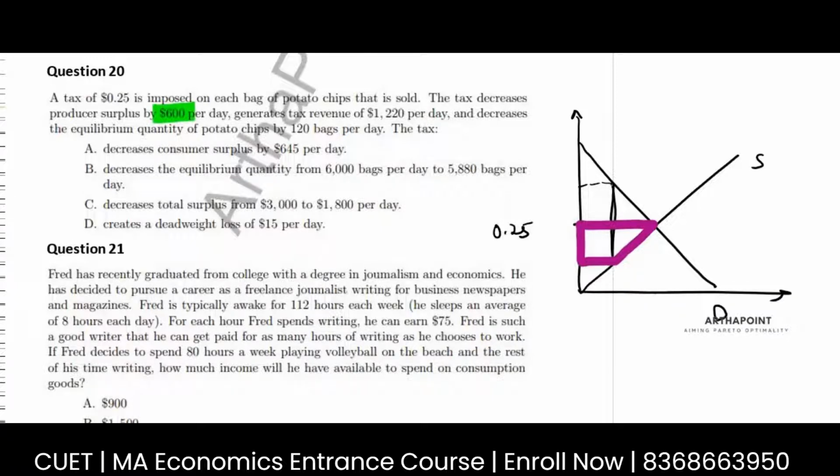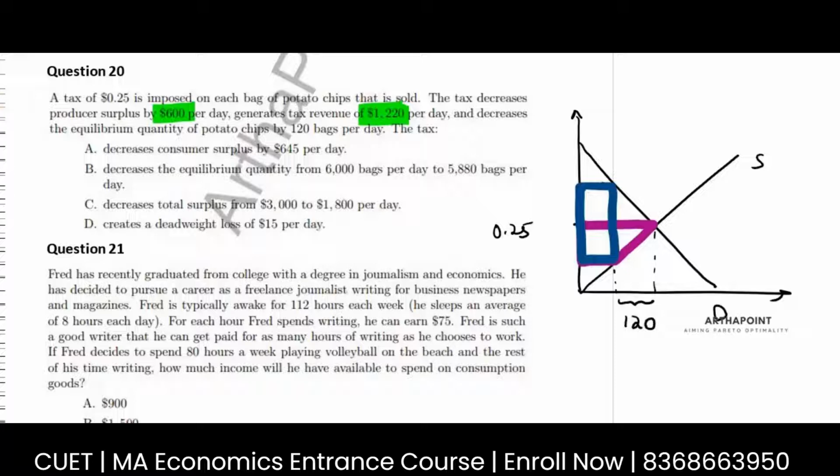And then it tells me the tax revenue is 1220, which means that this area is tax revenue. This is 1220, and it decreases equilibrium quantity by 120. So it tells me that this gap is 120.